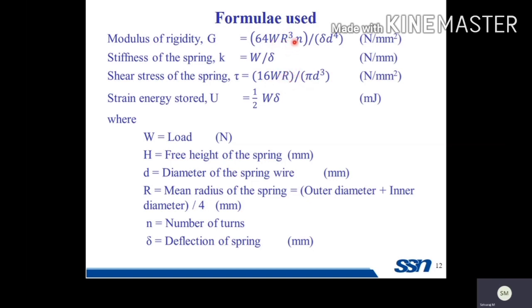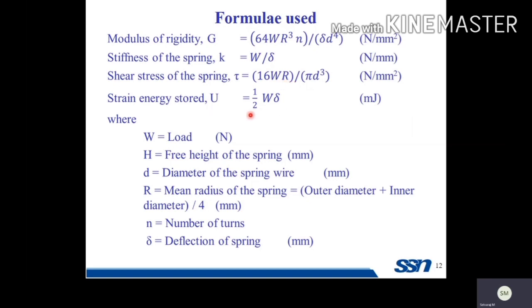This can also be written in terms of diameter. If you write it in terms of diameter, this will be 8 W D cube N divided by delta d power 4. If you write this in terms of diameter, that will be 8 W D divided by pi d cube. Here it is written in terms of mean radius.